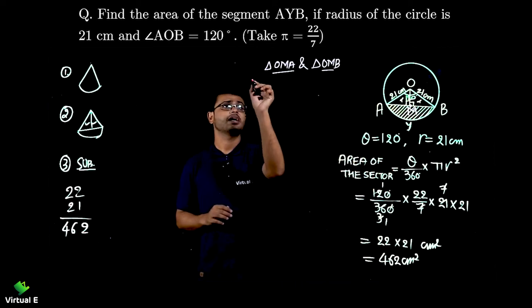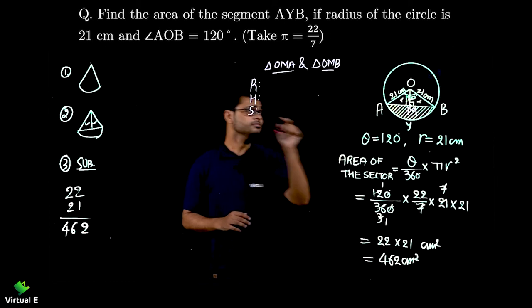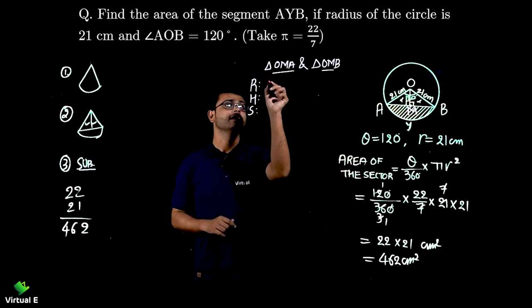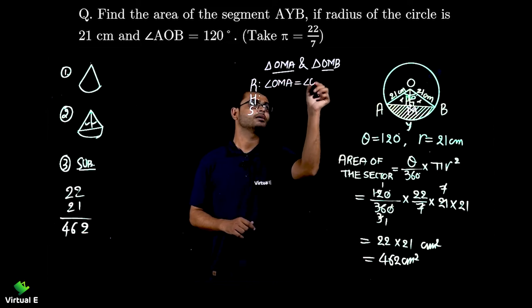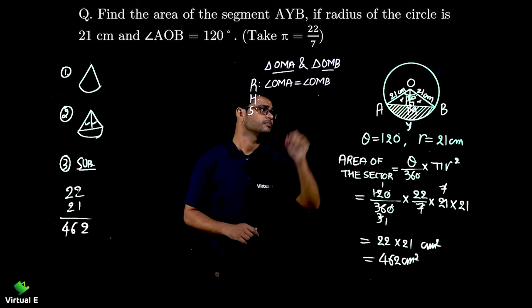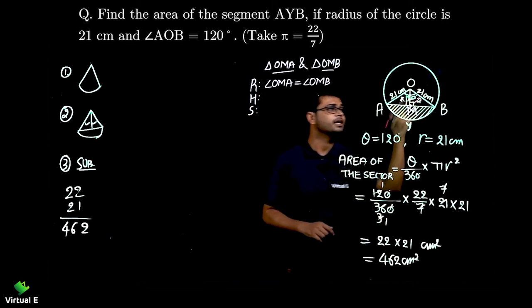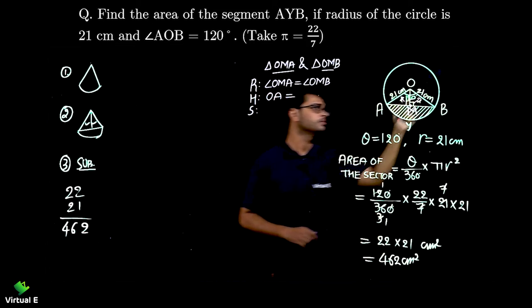So let's use RHS. Right angle is already there, OMA and OMB. So we can write angle OMA is equal to angle OMB. Now what about the hypotenuse? Opposite to 90 degree, here AO, right? Or you can write OA is equal to OB.